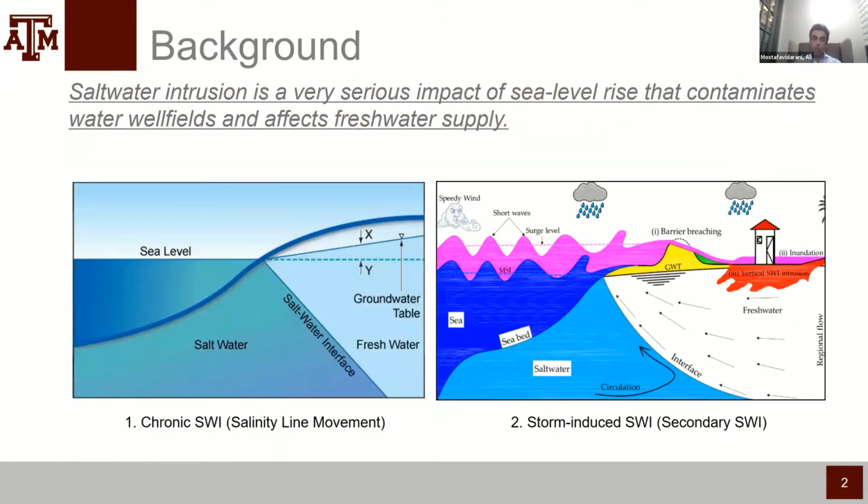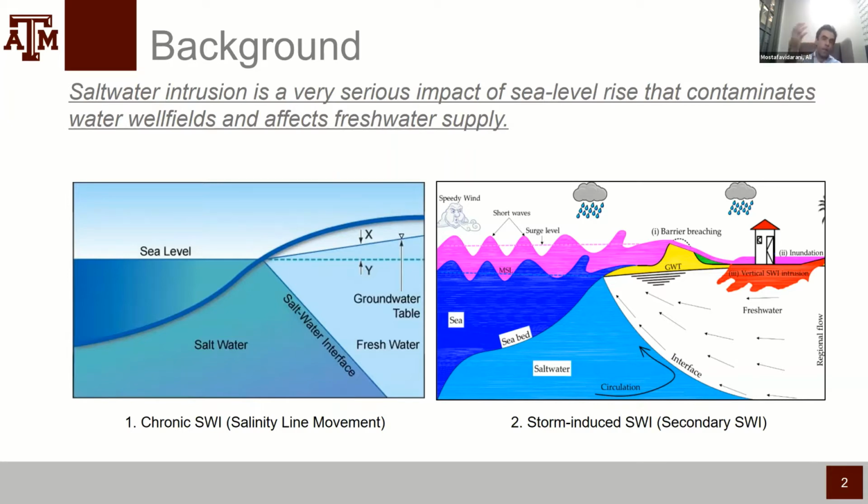In addition to this chronic creepage or intrusion of salt water because of the sea level rise, we have another phenomenon that is happening during a storm surge event, which is the overwash intrusion that happens when we have the seawater that is coming through the storm surge and intrudes into the groundwater, and that's another mechanism of saltwater intrusion.